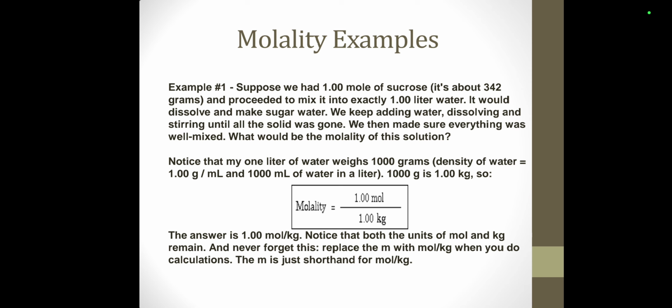Here, the given would be 1.00 mole and 1.00 liter. As you can see, the unit for the second given is liter, so we have to convert liter into kilogram. Remember that 1 liter is equal to 1 kilogram, so just change it into kilogram. To specify further, 1 liter of water weighs 1000 grams, and the density of water is 1.00 gram per mL, with 1000 mL of water in a liter. So that is what I was saying a while ago, that 1 liter is equivalent to 1 kilogram.